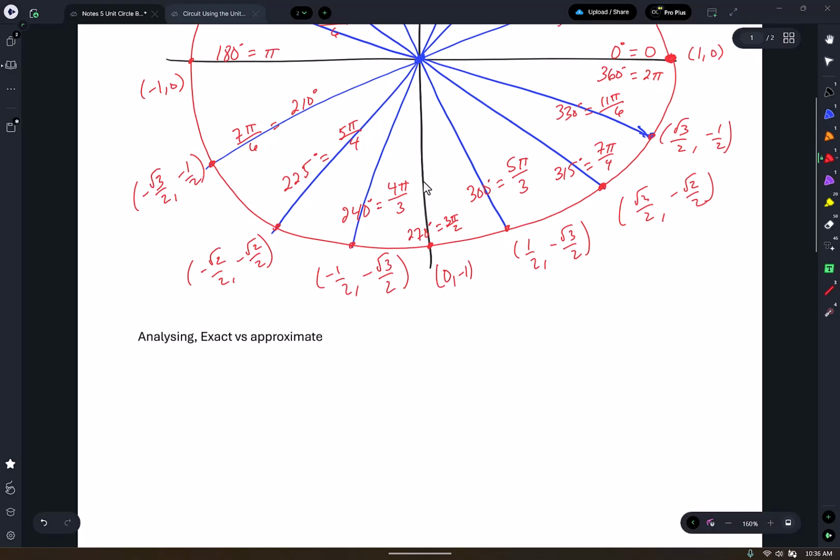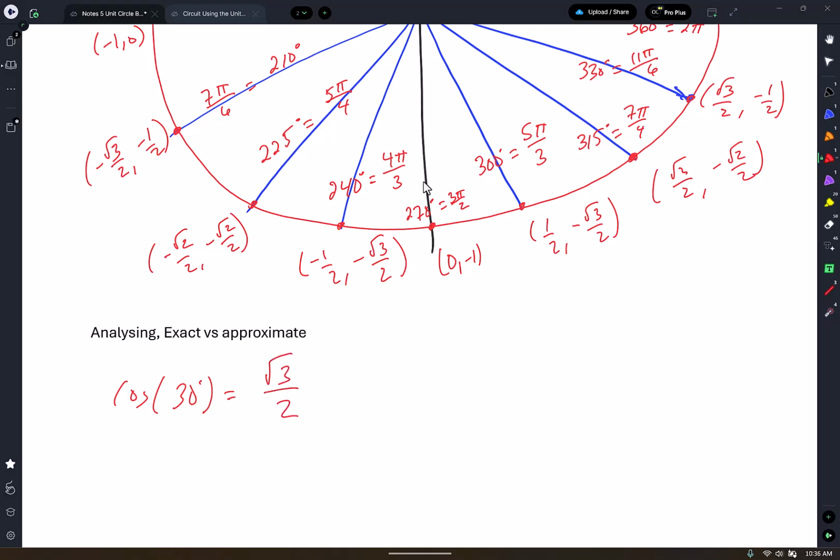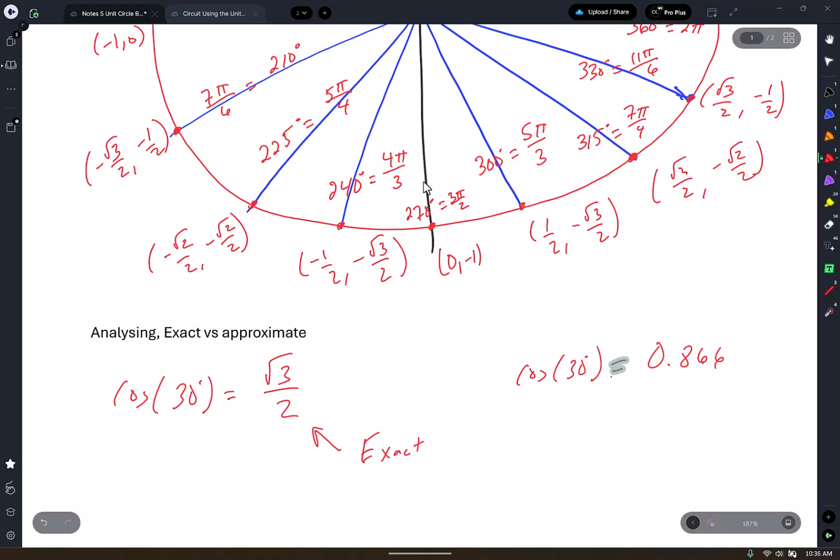All right. Analyzing exact versus approximate. Here we go. When I tell you cosine of 30 degrees, you guys will tell me square root of 3 over 2. That's exact. Cosine of 30 degrees, if I just say 0.866, this is approximate. So maybe I should put the little curly signs, the approximate symbol. This is approximate.